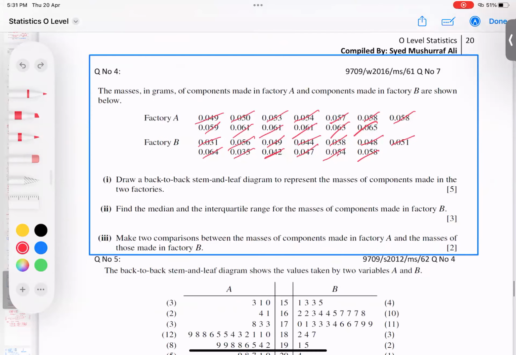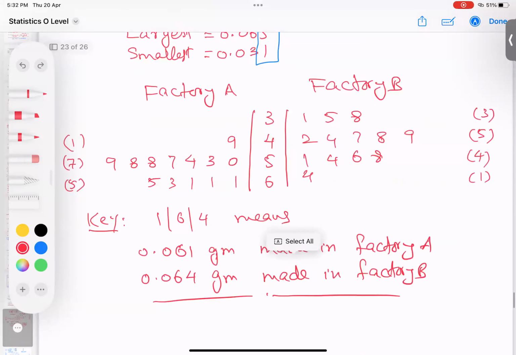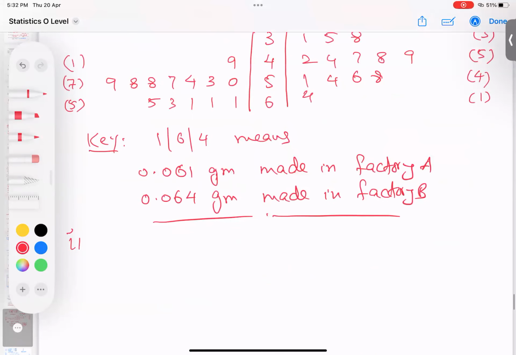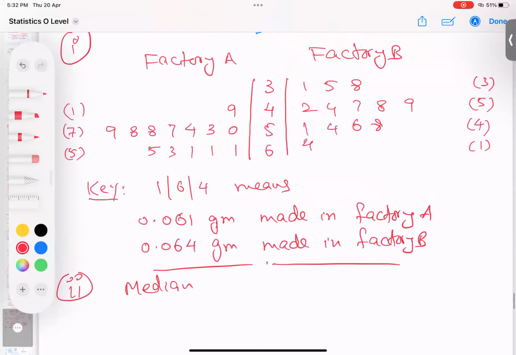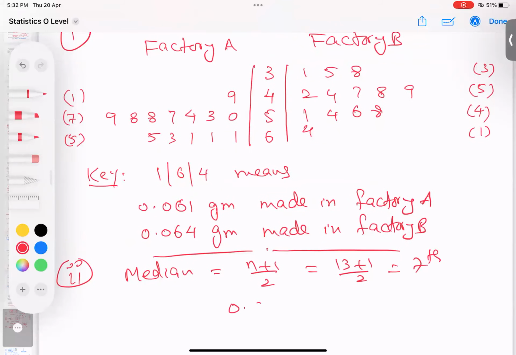Part 2, median and interquartile range for B. Median. For B, what is the median formula? All of you know (n plus 1) divided by 2, and n is 13. So 13 plus 1, 14, divided by 2 is 7. I got the 7th place. So 3 already, 4, 5, 6, 7. So 0.048 grams. And I think you understood the point.